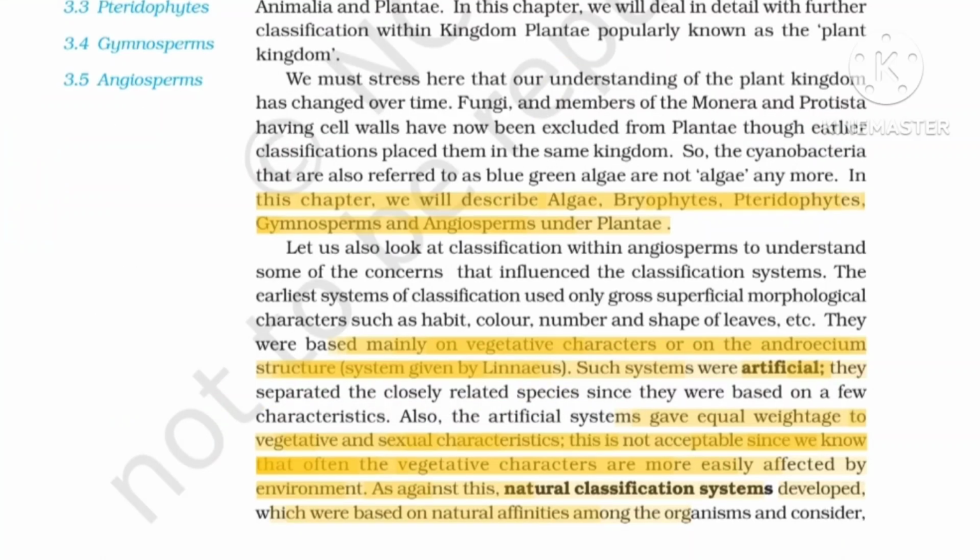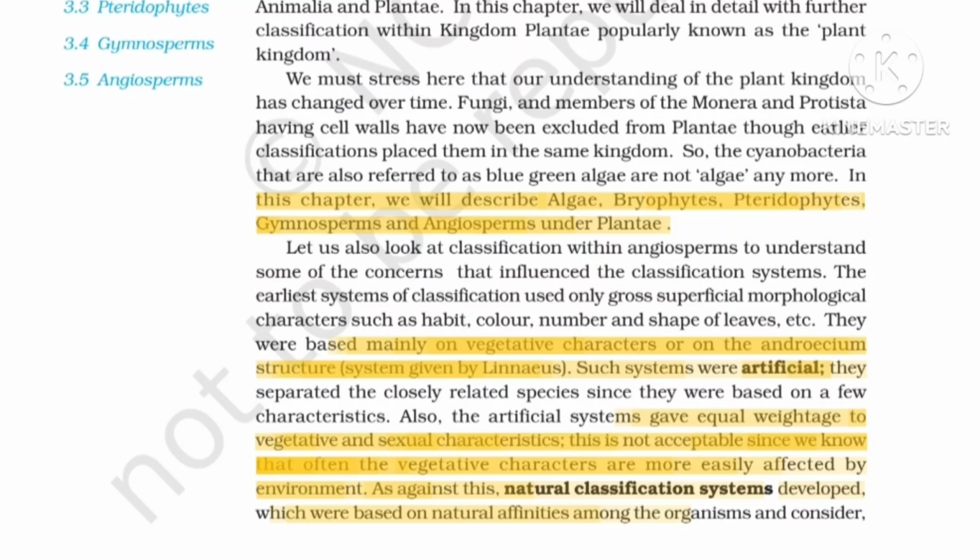We studied the biological classifications in the previous chapter. Then let's go to the artificial classification given by Linnaeus. They gave equal importance to the vegetative characters and also the sexual characters. This is not acceptable because the vegetative characters are more easily affected by the environment.